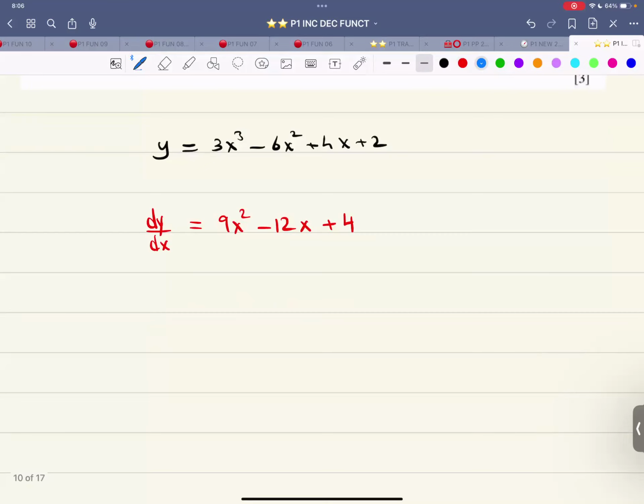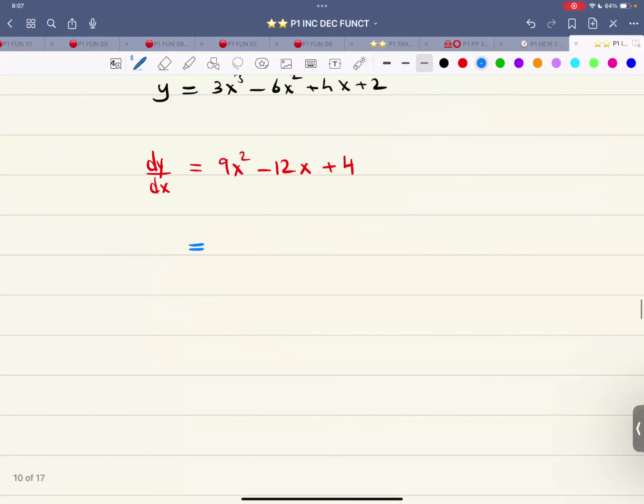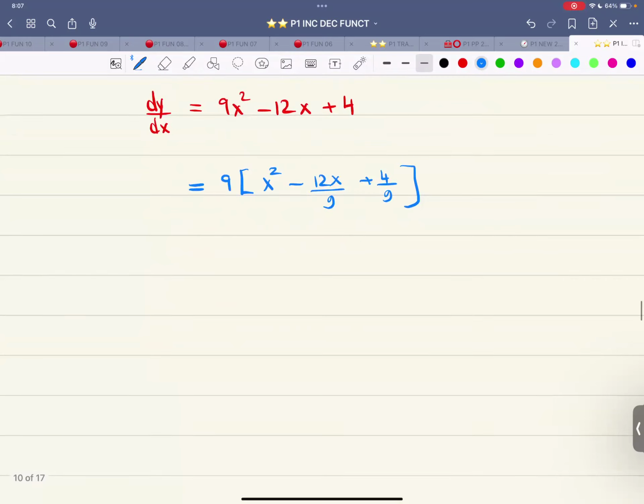Now, what should I do? I think I should convert it into the completed square form. Or I can just say dy by dx is greater than 0. That is also an option. Let me just do it in the completed square form. That is 9 times x squared minus 12x over 9 plus 4 over 9. Because maybe it's factorizable, maybe it's not. Not sure. So let me first try it this way.